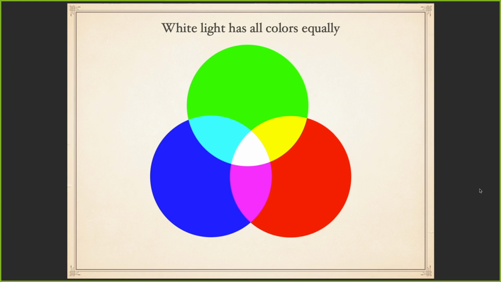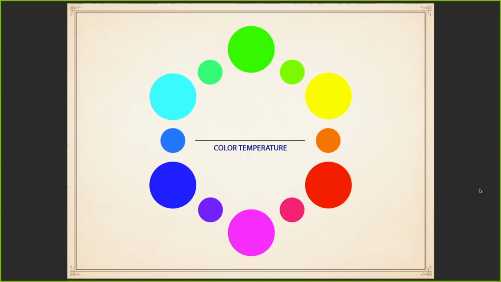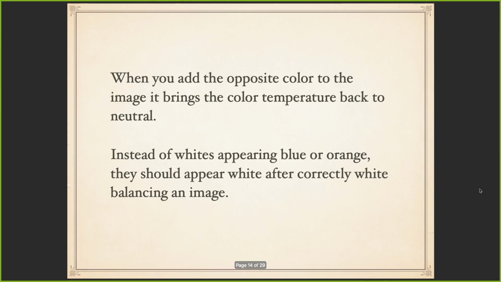So white light has all colors in there equally, and that's where color temperature comes into play. So when you add the opposite color to the image, it brings the temperature back to neutral. Like we were talking about, your camera is adding the opposite color. So instead of whites appearing blue or orange, they should appear white after correctly white balancing an image.